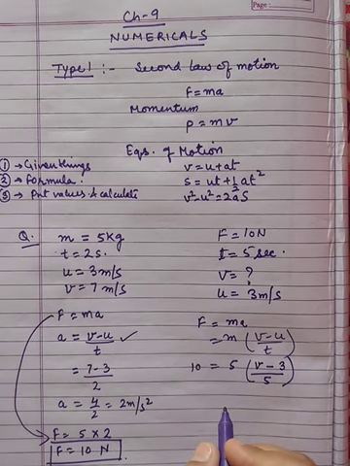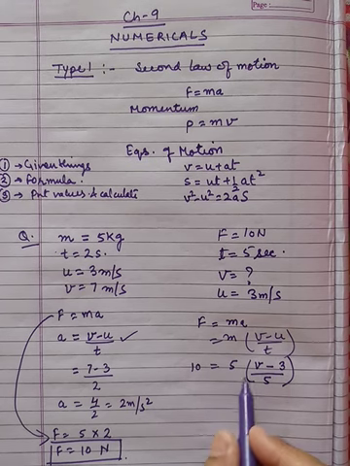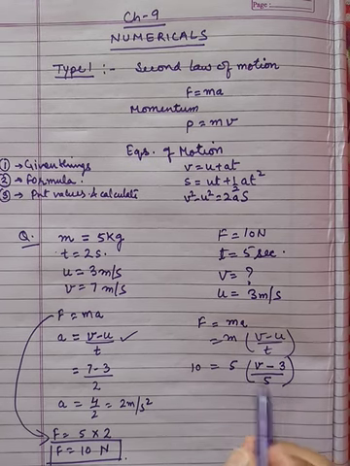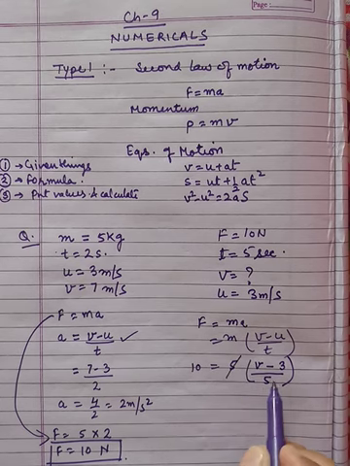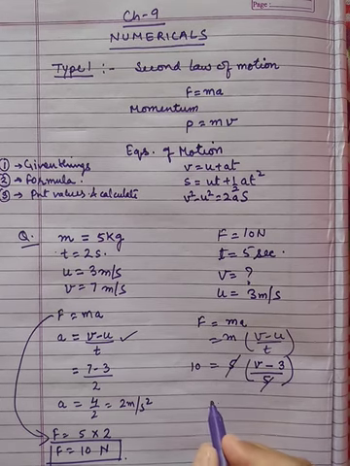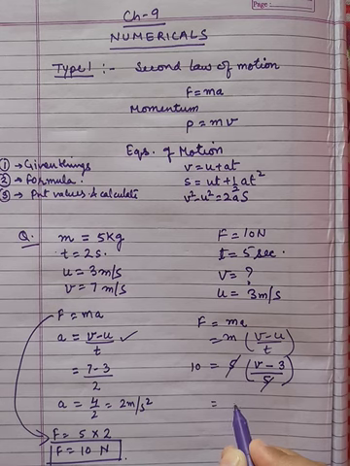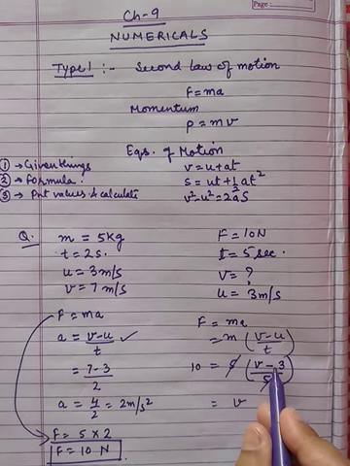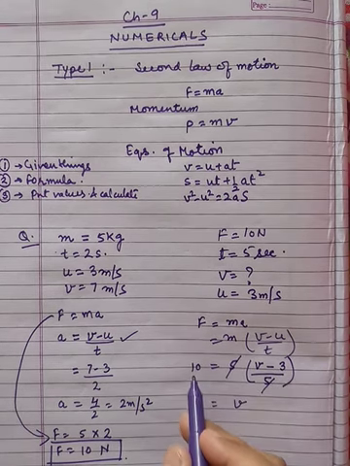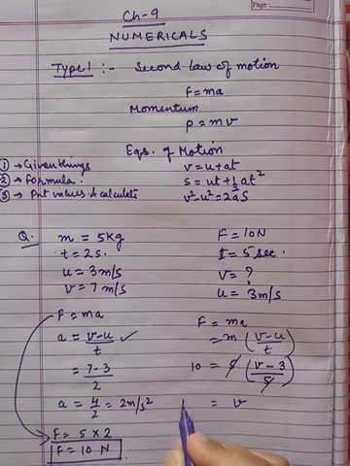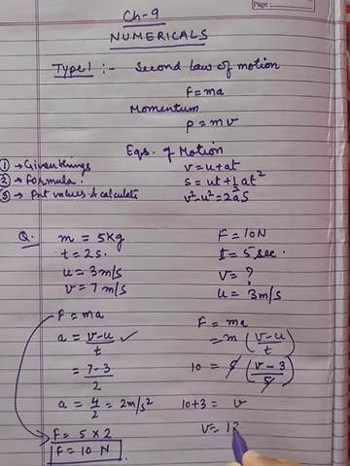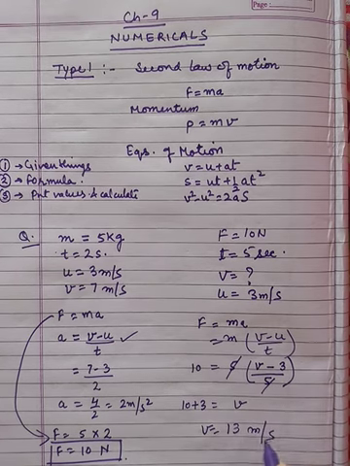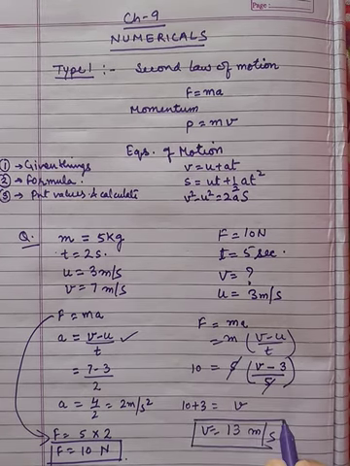So how to calculate now? We can see this is in bracket, so this 5 is cancelled out. So I can cancel this. So what is this? It remains v, and this is minus 3, so it will come over here, that is 10 plus 3. So v becomes 13 meter per second, that is the final velocity.